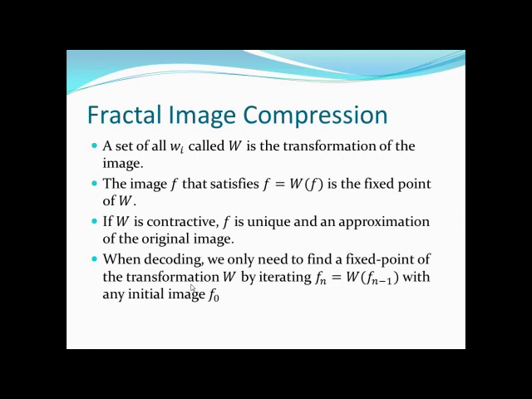The image F that satisfies the equation F equals W of F is the fixed point of W. In addition, if W is contractive, F is unique and an approximation of the original image. Thanks to these properties, when decoding we only need to find a fixed point of the transformation W, by iterating the equation Fn equals W of Fn minus 1 with any initial image.